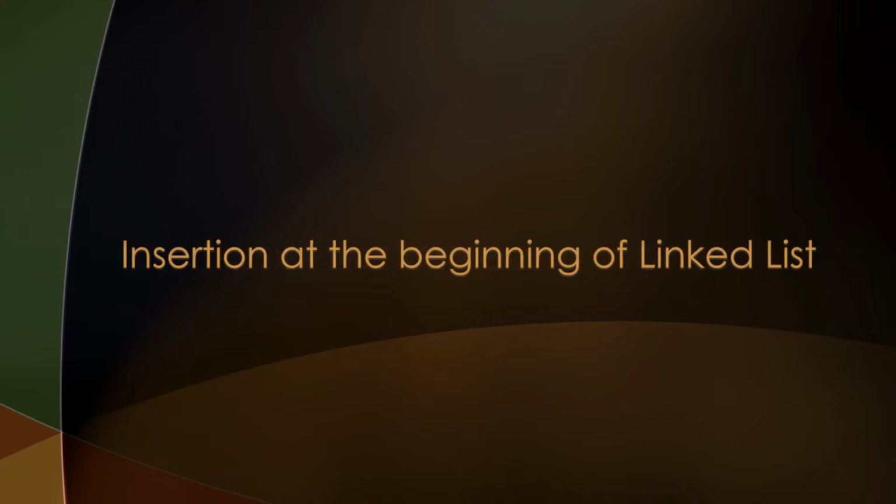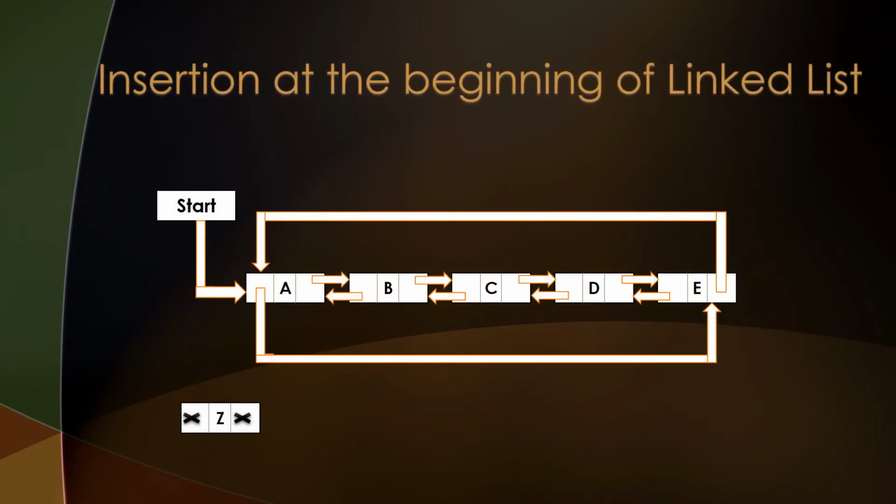Now moving forward, insertion at the beginning of a linked list. So this is the linked list we would be using for inserting a new node. We would be inserting a new node Z between the start pointer and the first node in the linked list, that is node A. So now the first step would be to ensure that the backward pointer of node Z points to the last node in the linked list, that is node E.